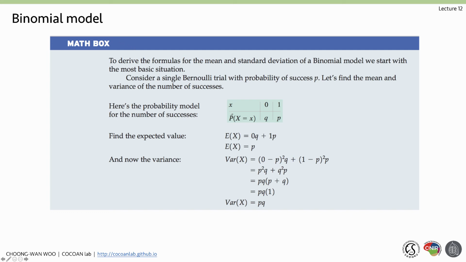Then why is the expected value of the binomial model np? Here is the proof. To derive the mean and standard deviation of a binomial model, we need to start with one trial, just a single Bernoulli trial. For one single trial, expected value is just p, right? Because 0 is failure, q, and 1 is success, p. And then if we calculate the expected value, that becomes p, and the variance becomes pq. We learned this in the previous lecture.